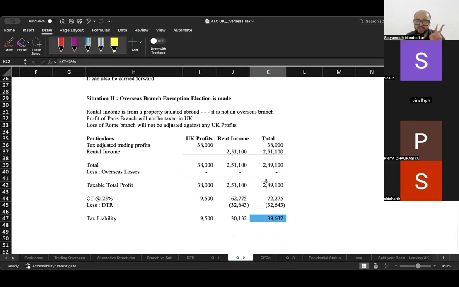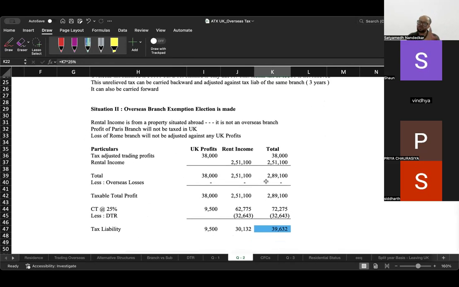For calculating DTR, just keep this in mind, not just in corporate tax, but anywhere else also. How do you calculate DTR? DTR is always lower of tax suffered overseas and UK tax on that particular source of income.